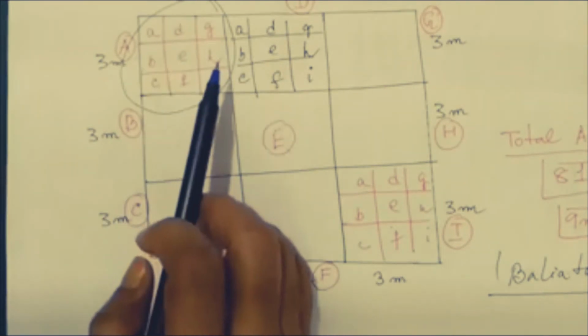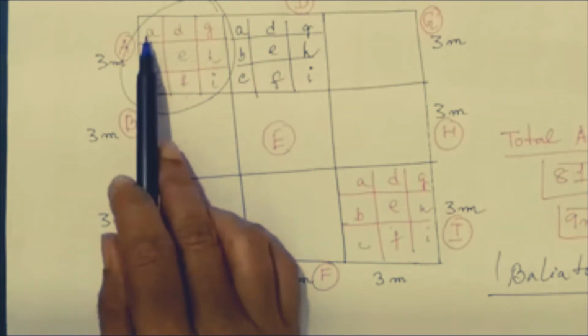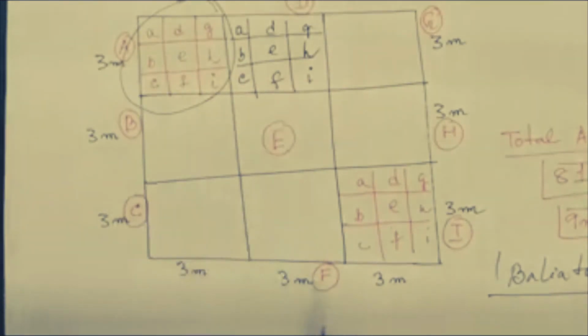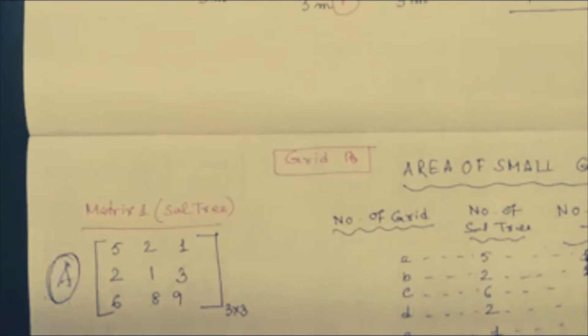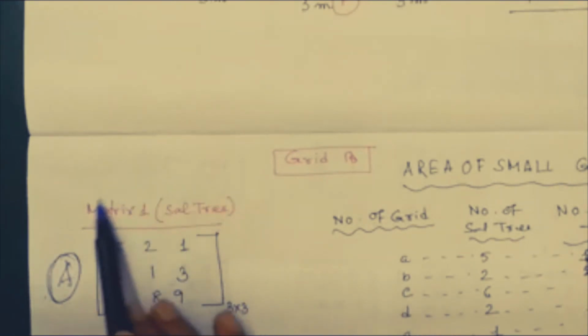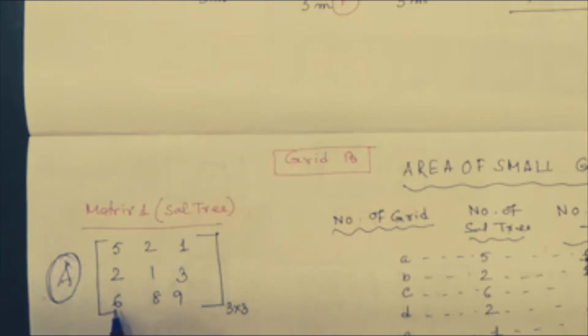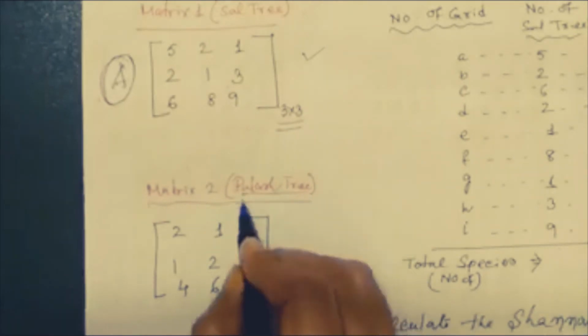And similarly, a student has counted the species number 2, that is Polish, from the grid number small a, small b, small c. And from this count, we can get the raw information and convert it into the matrix. This is the basic thing to prepare the plant matrix. Suppose from the grid A, we can get the information about the sal tree. This is a 3 by 3 matrix. And from the grid number A, we can get the information about the Polish tree.